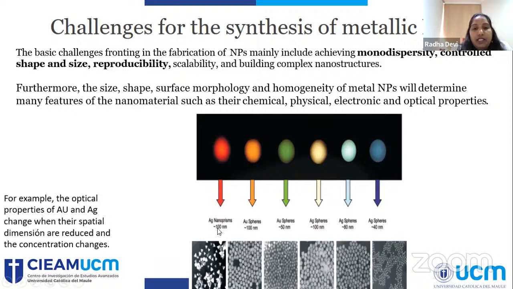For example, here you can see in the image the silver nanoprisms, which are in the size range of 100 nanometers, and they have different optical properties. Here you can see the color of the nanoparticle solution is different. And as you go on decreasing the size, the shape of the nanoparticles and the optical properties vary. So the size, shape, and other properties depend upon the type of synthesis and the solvent we are using. It is a challenging task to control the synthesis of nanoparticles, and gaining monodispersed ones needs a lot of strategies.